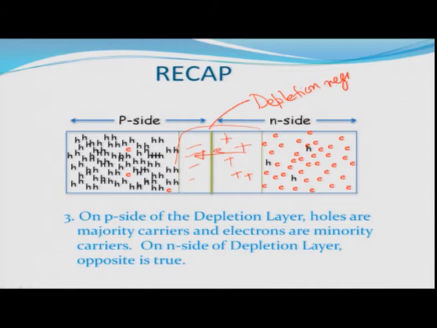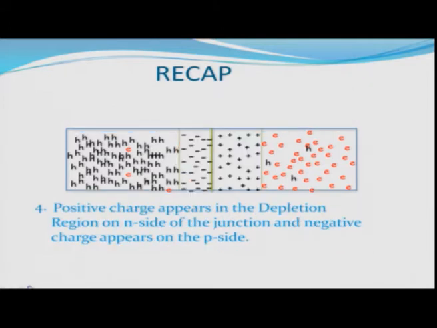This whole thing is the depletion region, and what is depleted? The charge carriers are depleted. You do not have charge carriers. So, the positive charges appear in this depletion region on the n side and negative charges appear in this region on the p side, and I have shown different widths here.